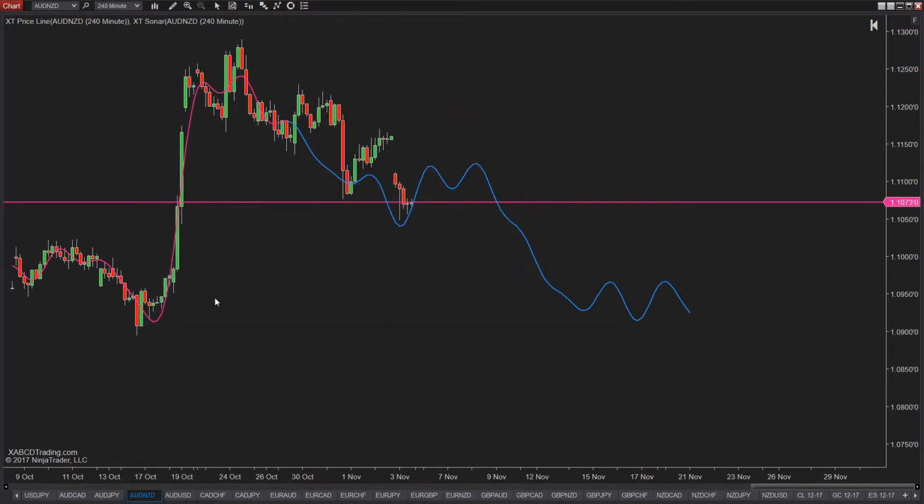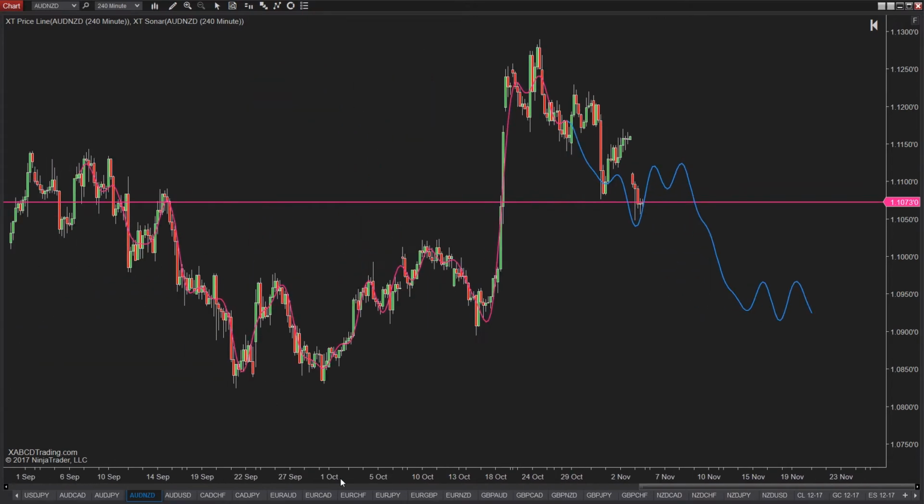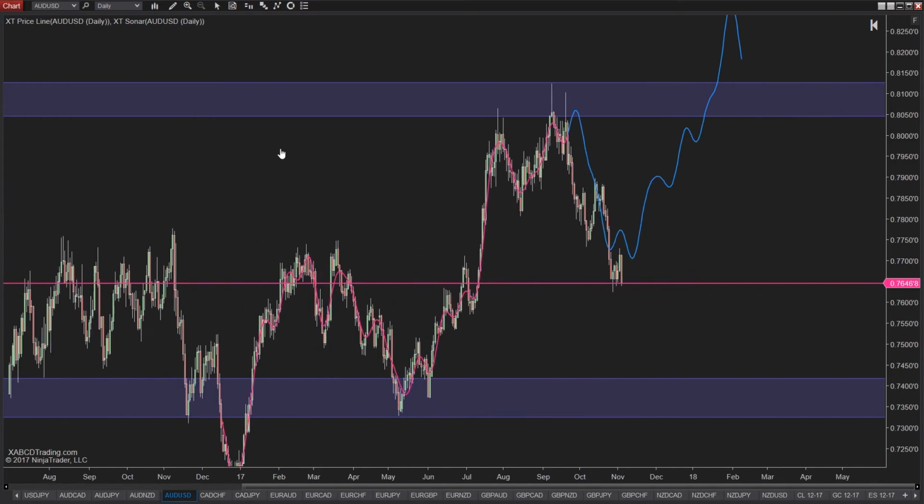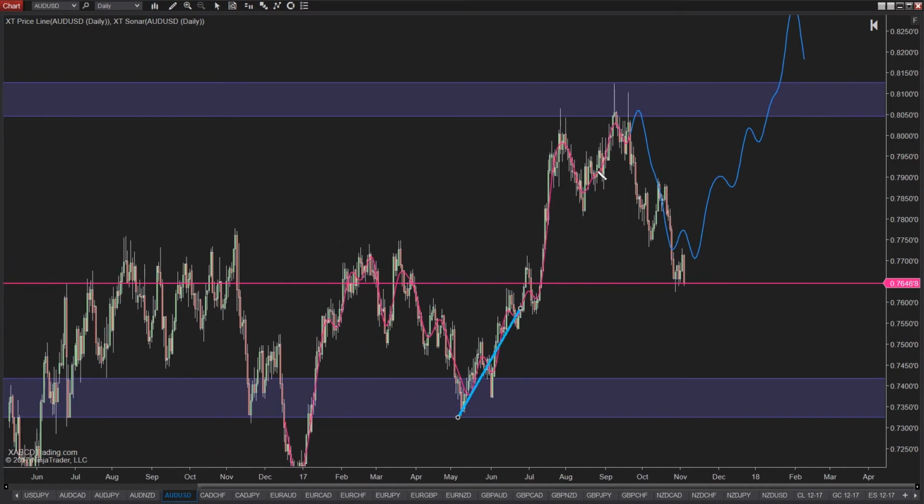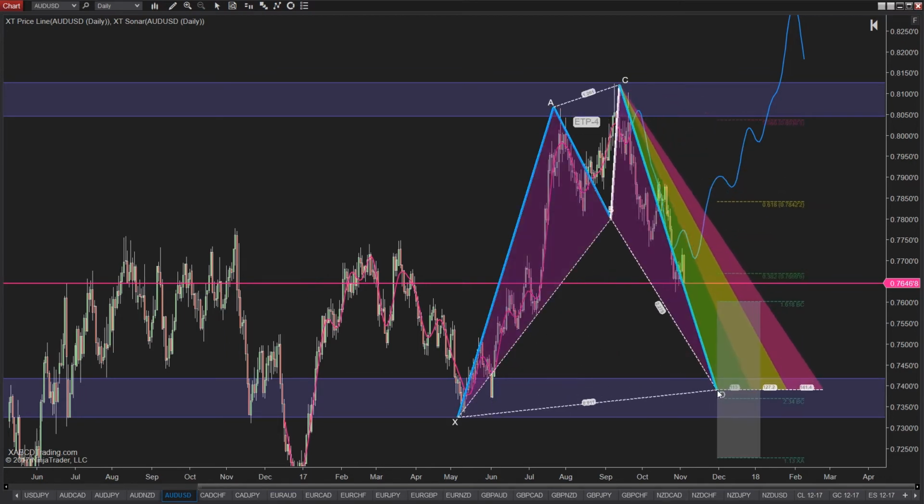So how do we use sonar? Well, you can use sonar however you wish. However, the way that we use it is in conjunction with our XABCD pattern. So when a pattern comes out and we're looking for a reversal, we get to see how strong the next move might be.